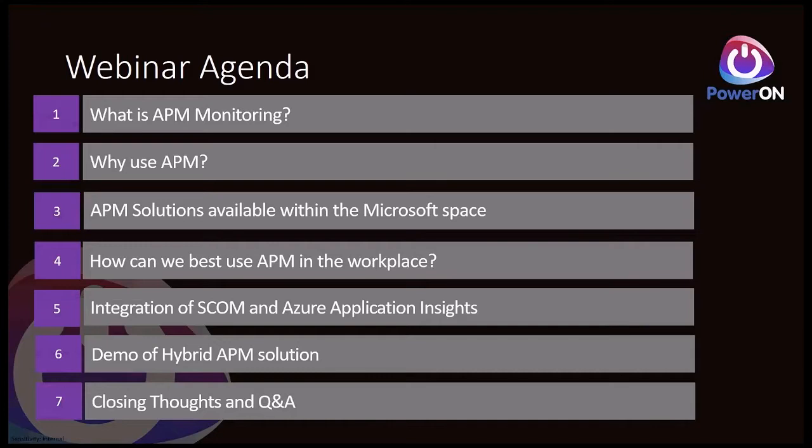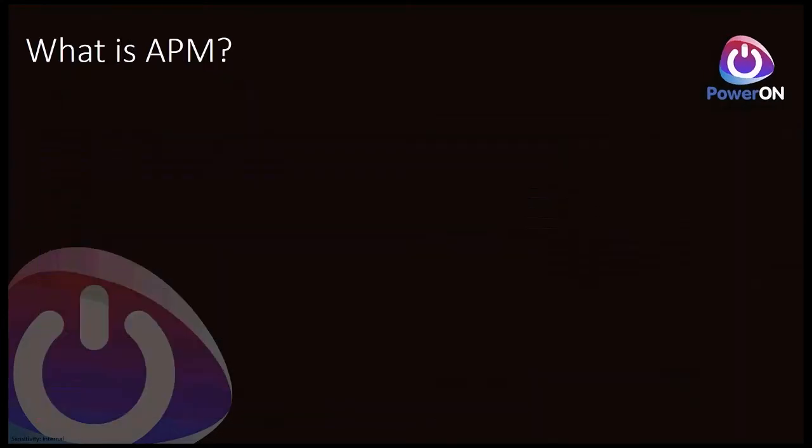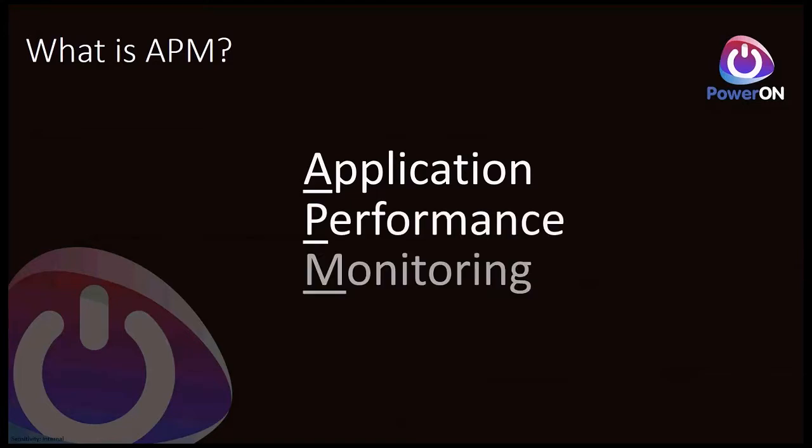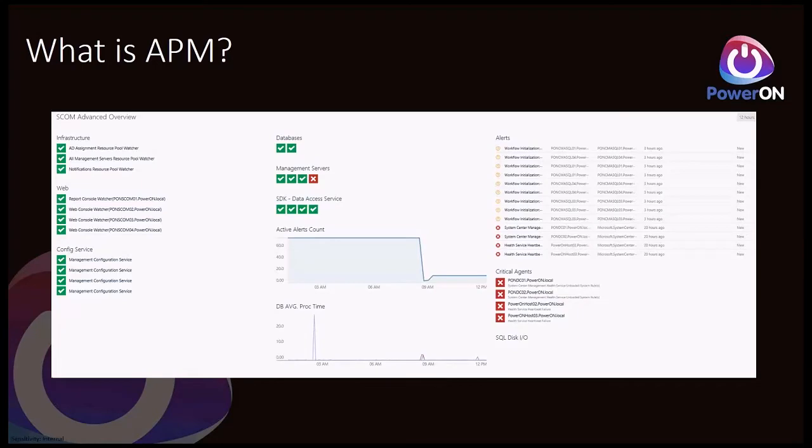Right, so in terms of what is APM? Probably the easiest way to start is that it's application performance monitoring. So what does all that mean in terms of differentiation from normal monitoring? Well, normal monitoring is this. It's a green light.